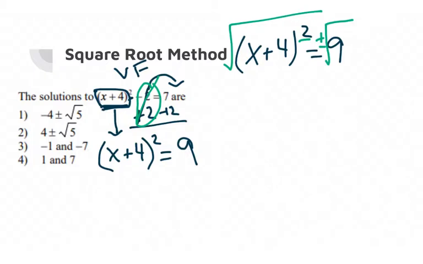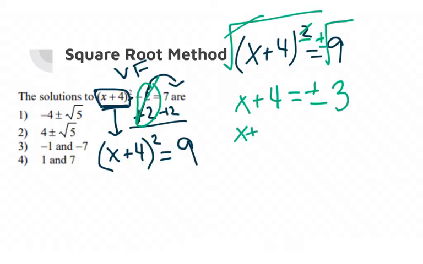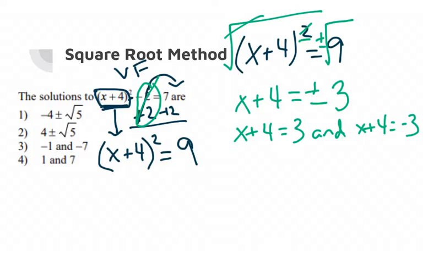Okay? So these guys cancel out, and I'm left with x plus 4 equals positive and negative. And again, the square root of 9 is 3. So this positive negative guy just means that I've got x plus 4 equals a positive 3, and x plus 4 is equal to a negative 3. So that's what that positive negative means.